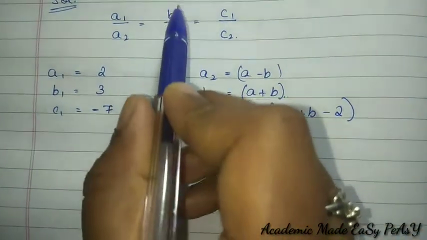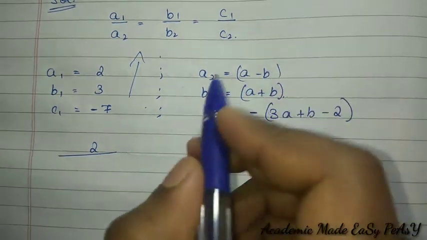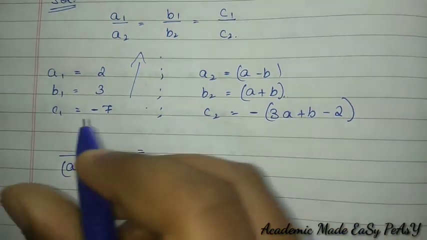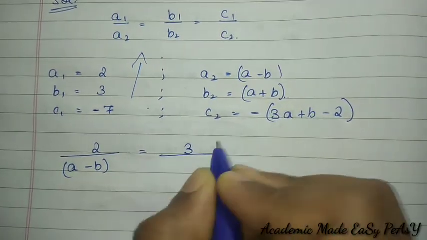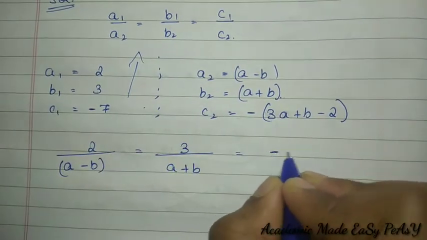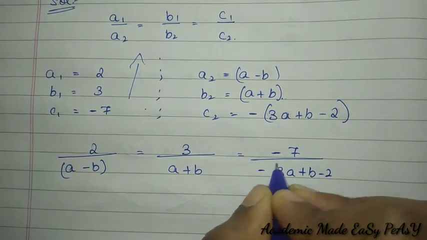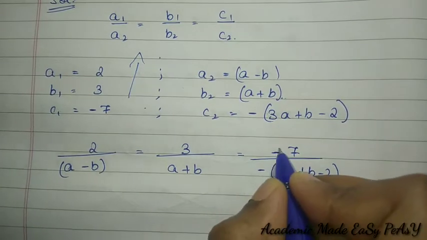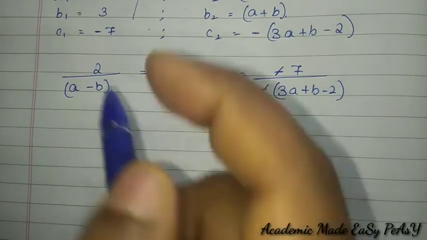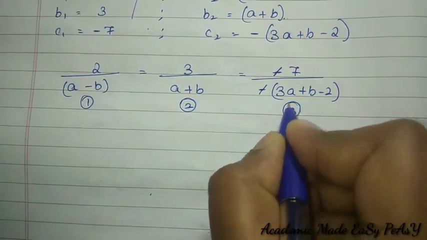So now this is the condition. No, so now we will be substituting the values in this. So 2 divided by, what is my a2? A minus b is equal to, what is my b here? 3 divided by a plus b is equal to, my C1 is minus 7 divided by minus 3a plus b minus 2. Okay, so now I will be cancelling my minus and minus. So everything is positive over here. So now I will take this as part 1 and this as part 2 and this as part 3.